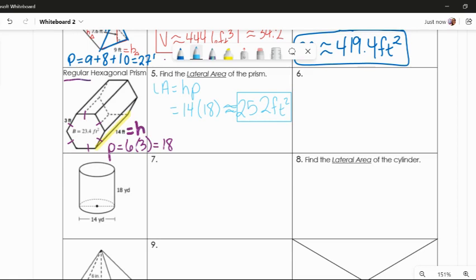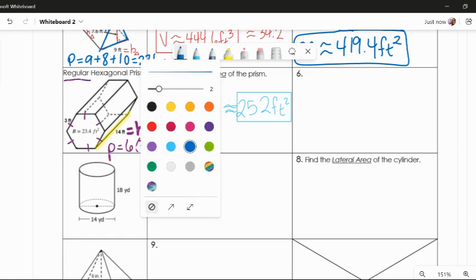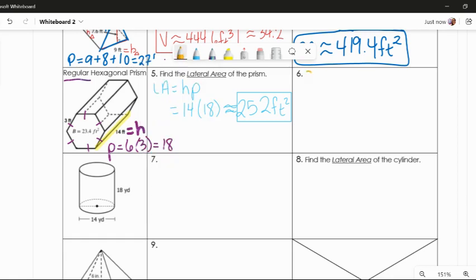Okay, all right, let's go ahead now. They want the surface area of that same prism. The surface area of a prism is the lateral area, that's the height times the perimeter of the base that we just found, plus 2 times the area of the base. Now, I know we've talked in class.